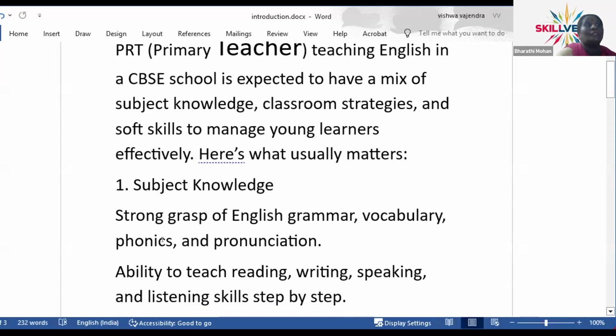So apart from this, when I talk about subject knowledge, it's not only that we teach the children; at times we ourselves have to mold ourselves in such a way, because children see us and learn more. So we always show the magic words: please, sorry, thank you, and all.